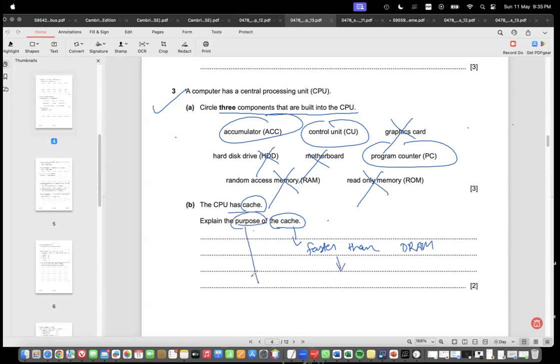So what is the purpose? The main core purpose is that it will speed up the performance of your CPU. But this will give you only 1 mark. If you want to get full marks, you will say cache is a primary memory which is located between the RAM and the CPU as a buffer. It stores frequently used data and instructions. It is because it is faster than dynamic RAM that it can speed up the performance of your CPU. This should be your final answer.